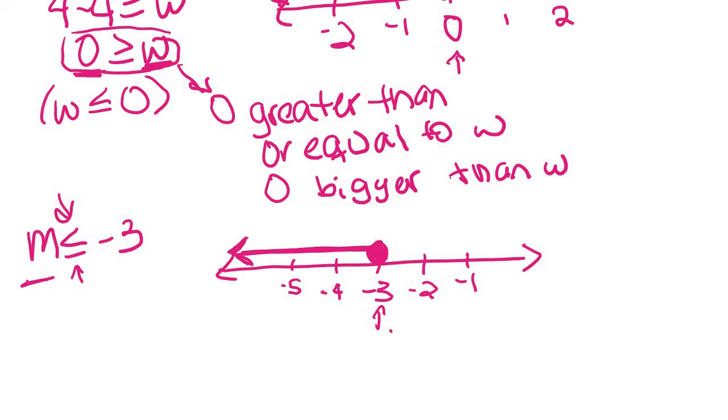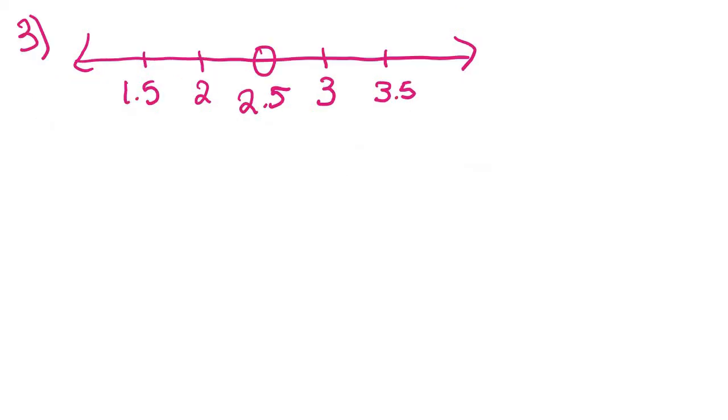And that's it. All right, so for number 3, they gave us this graph. Oh, let me draw the arrow. All right. And they want us to write the inequality. All right, so I'm going to write my variable. My key number right here is the 2.5. All right, so we have an open circle, which means that we do not include the 2.5.